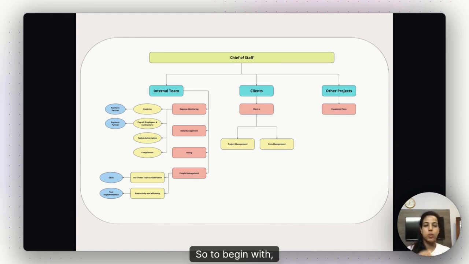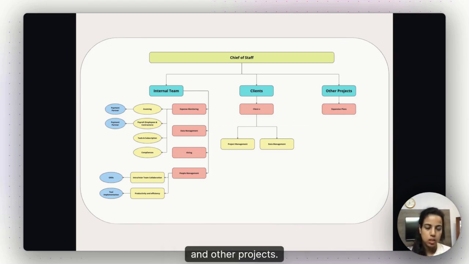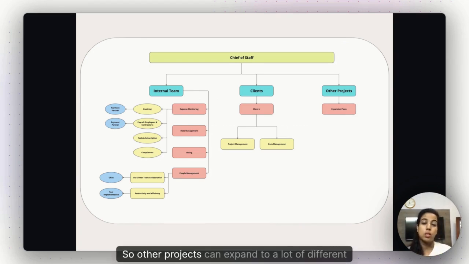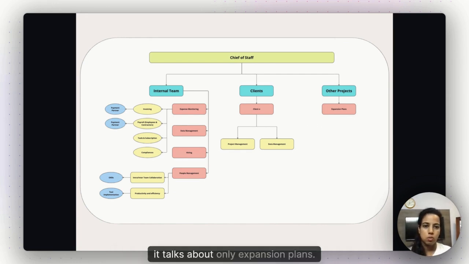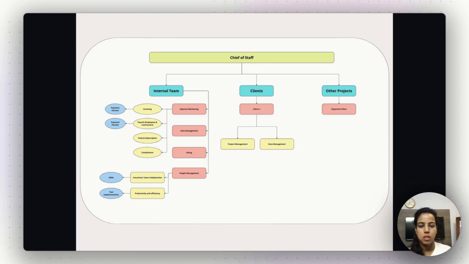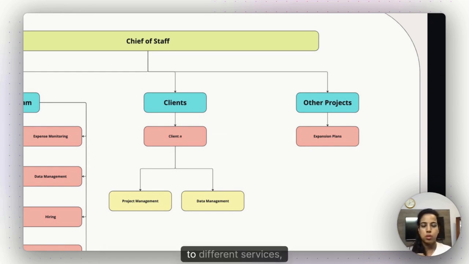Anyhow, so to begin with, these are the hard skills. I've sat down, I've filtered it into three broad areas, which is the internal teams, clients, and other projects. So other projects can expand to a lot of different things, but in my current role, it mainly talks about only expansion plans, and expansion plans can range from expanding to different services, different offices within the country, outside the country.